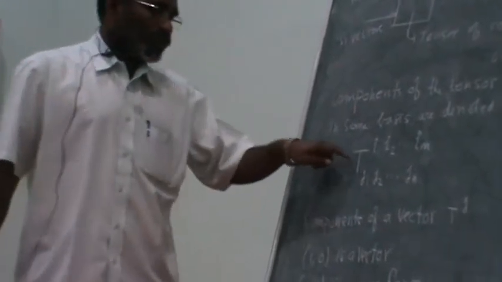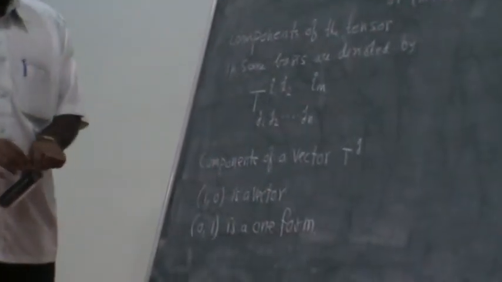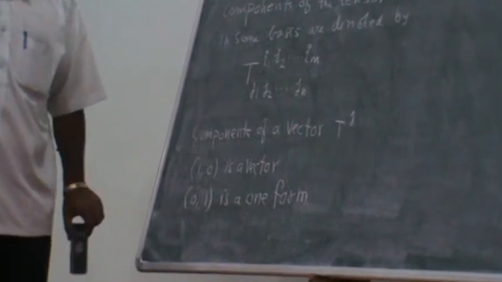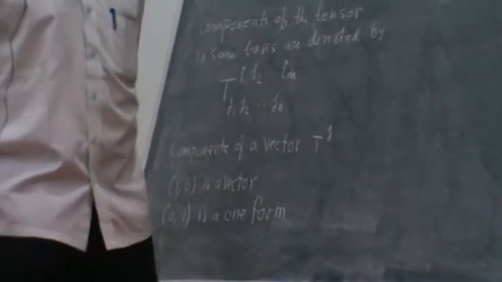Okay, so this is the correction. In other words, you can say that the vector indices depend on the number of one forms that go in here. Actually, the total number of indices is equal to the rank of the tensor, both superscripts and subscripts together.